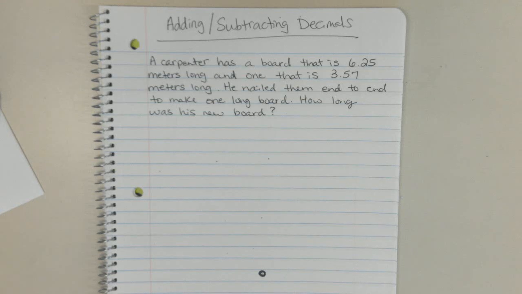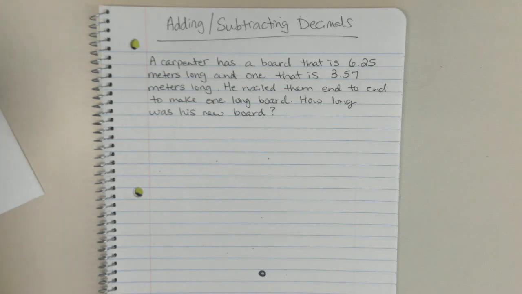Today we're going to be talking about adding and subtracting decimals. We're going to look at the problem. A carpenter has a board that is 6 and 25 hundredths meters long and one that is 3 and 57 hundredths meters long. He nailed them end to end to make one long board. How long was his new board?